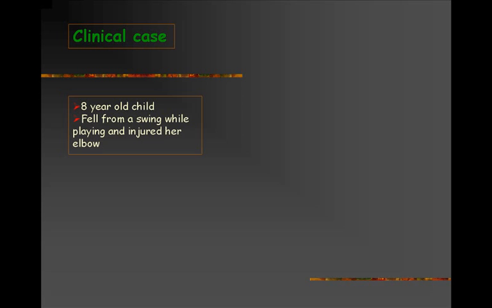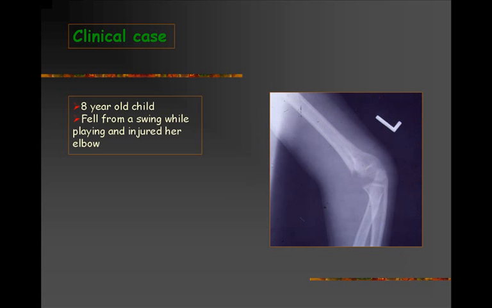This case is of an 8-year-old child who fell from a swing while playing and injured her elbow. The X-ray of her elbow is shown here. One can note in the distal humerus there is a fracture that crosses through the humerus bone above the condyles. The condyles of the humerus seen here are rotated as compared to the proximal shaft. This is called a supracondylar fracture of the humerus.